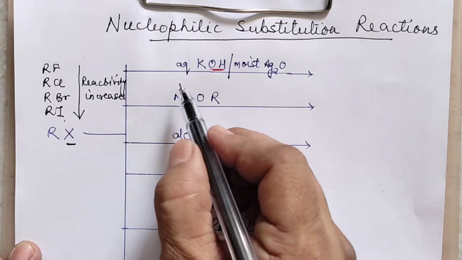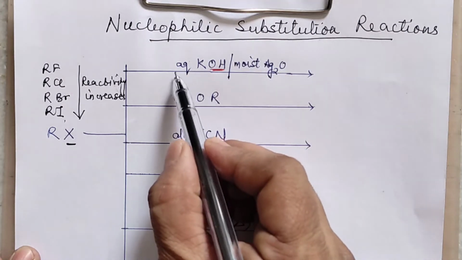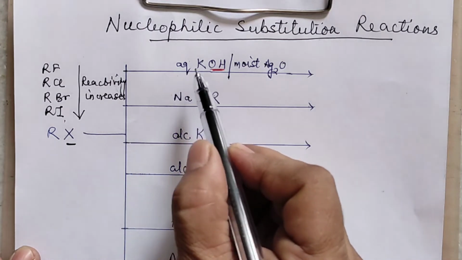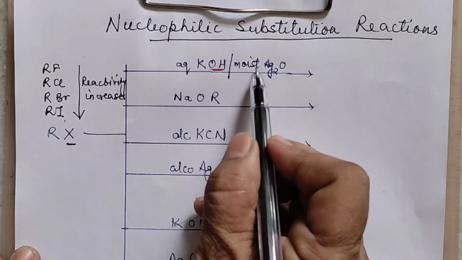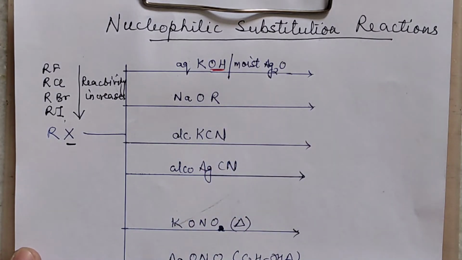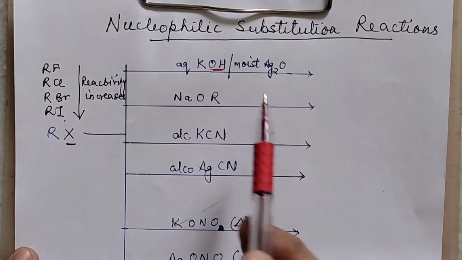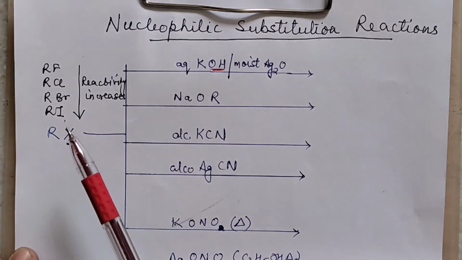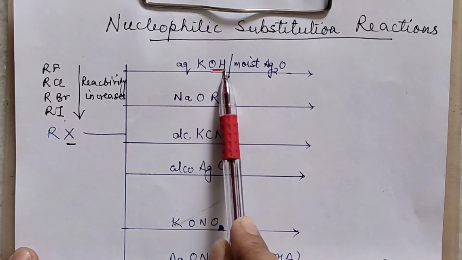Now the first reaction under nucleophilic substitution that we are considering is the reaction of alkyl halide with aqueous KOH, or aqueous NaOH we can also write, or moist silver oxide. Moist silver oxide will give you AgOH. So in them, what is the nucleophile we have taken? Nucleophile means nucleus loving, and it will have a negative charge on it. So in this, OH minus is the nucleophile.